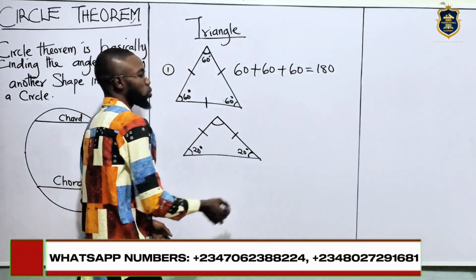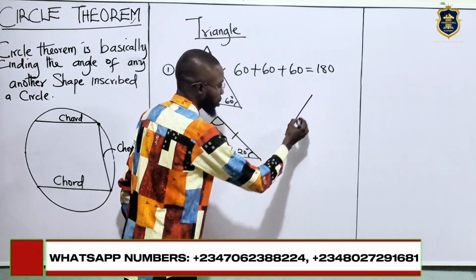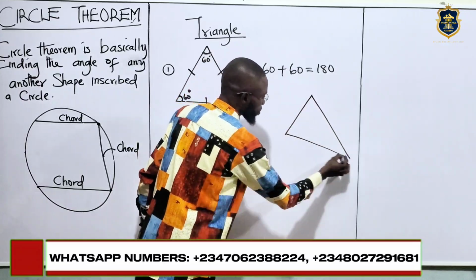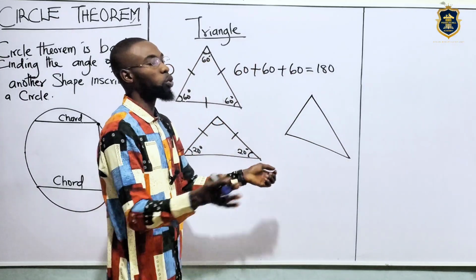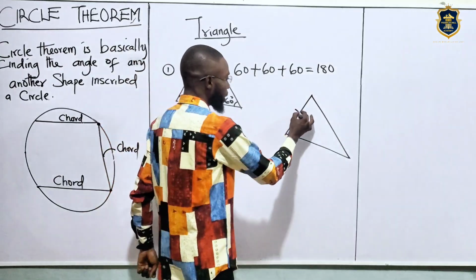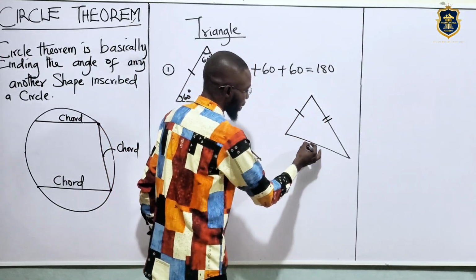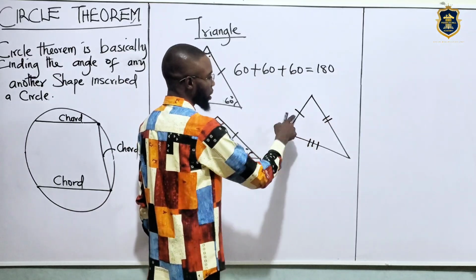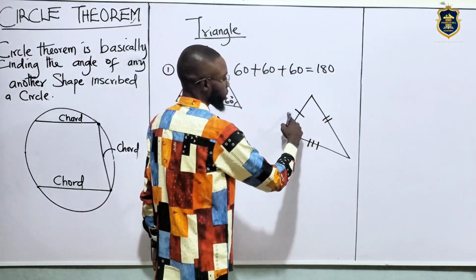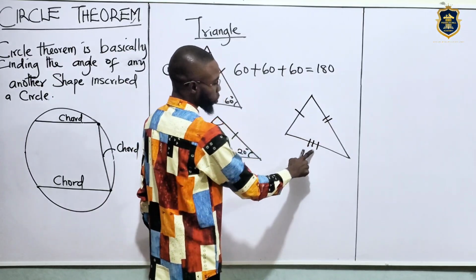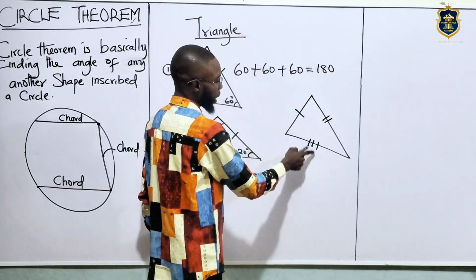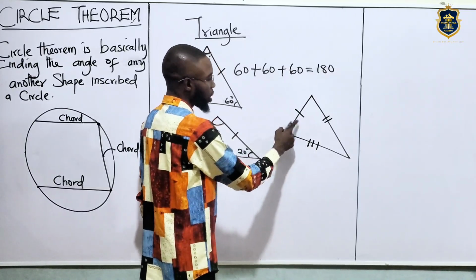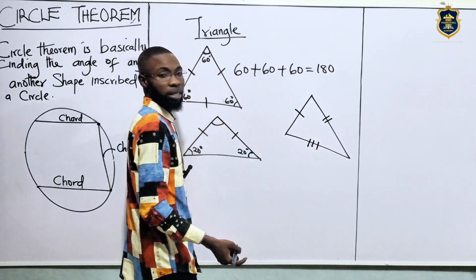Number three is what we call the scalene triangle. A scalene triangle is a triangle whereby no sides are equal. So this side is not equal to this side, and this side is not equal to this side. When I'm putting strokes here, if this one is 1 and this one is 2, that means these two are not equal. If this one is 1 and this one is 3 strokes, these two sides are not equal. And if this one is 2 and this one is 3, the three sides are not equal.